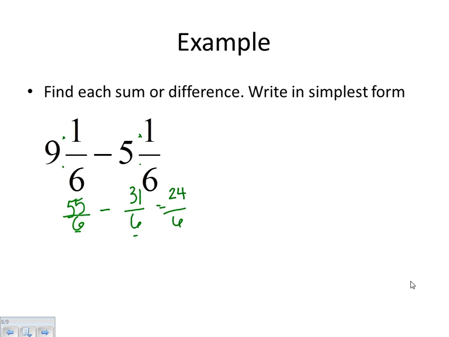So then I can continue simplifying, and as you can see, if I simplify this, I have 6 and I have a 24, and both of those, 6 will go into 1 time, and 4 times for 24. So my answer is positive 4.